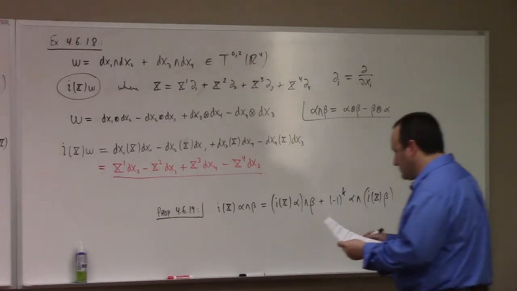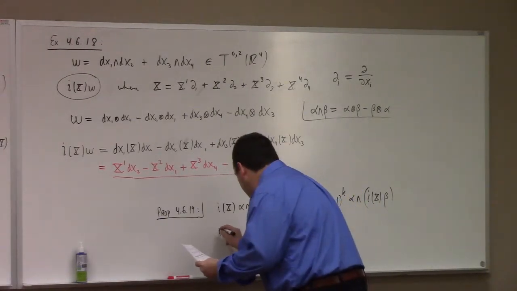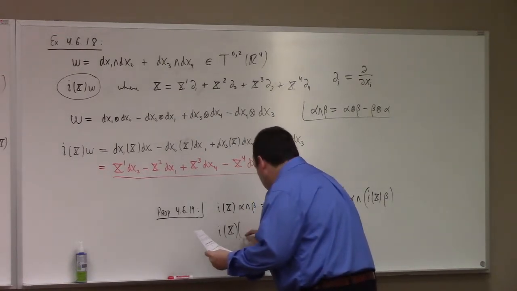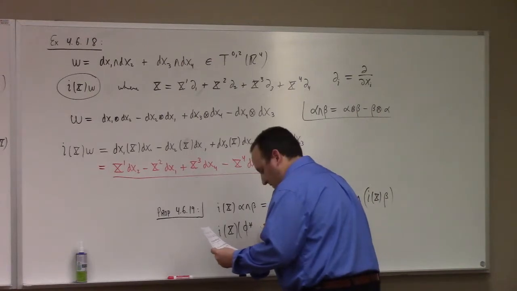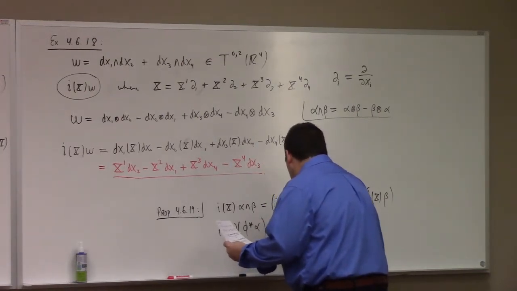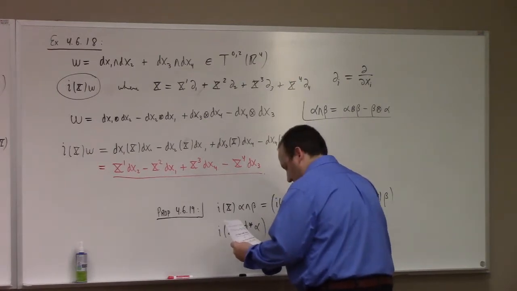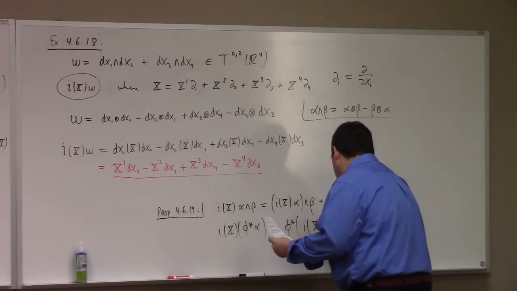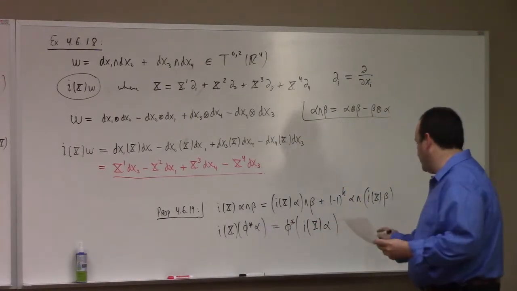And also, the interior product plays nice with pullbacks and push forwards. So like the interior product of x of the pullback of alpha, well, guess what? It is the pullback of the interior product of y with alpha, where y is what?